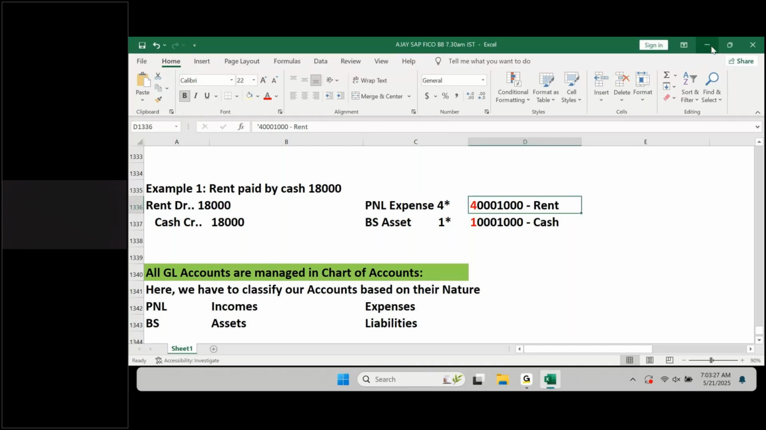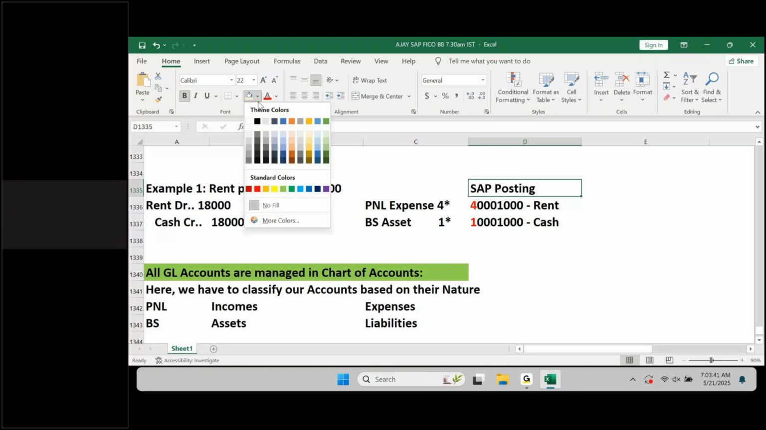Okay. Now rent is there, cash is there. Is there any point where I am telling in this point debit and credit in SAP posting? Anywhere are we representing debit credit or no?